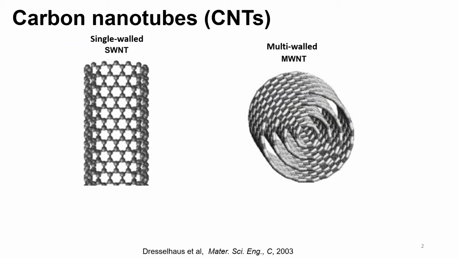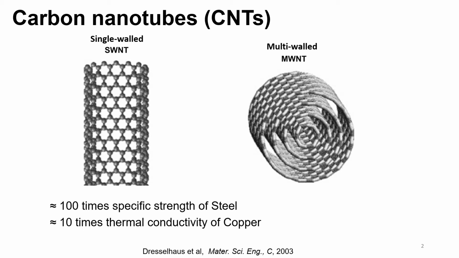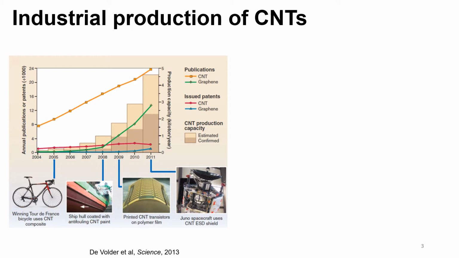A carbon nanotube is a single graphene layer that is seamlessly rolled into a nanometer-sized tube. They are either single-walled or multi-walled, and they have interesting properties including high specific strength and high thermal and electrical conductivities. According to this figure, there has been a continued interest in carbon nanotubes judging by the increasing number of publications as well as commercial production.